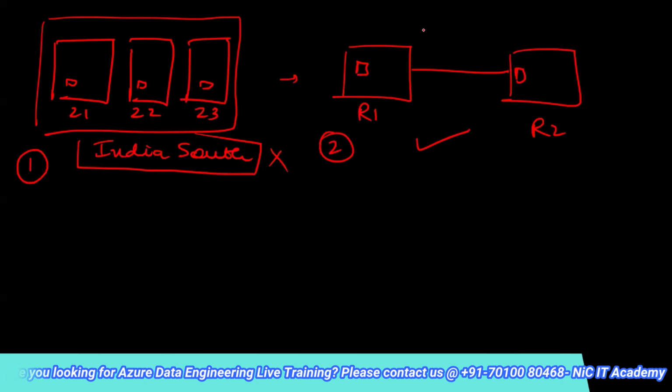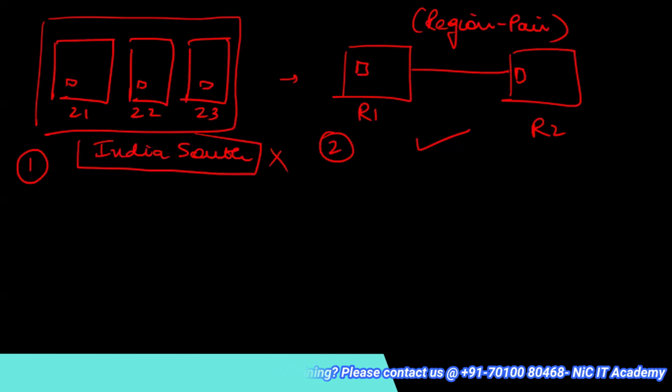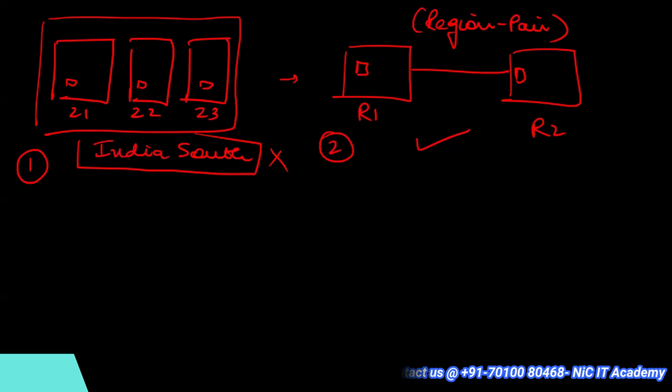And this particular phenomenon is something that we call a region pair, which we'll discuss in the second module of the fundamentals of Azure. We'll talk about the concept of region pairs, right? So all you have to do to increase the availability is introduce redundancy. That is all. The more copies you create, your availability will increase.